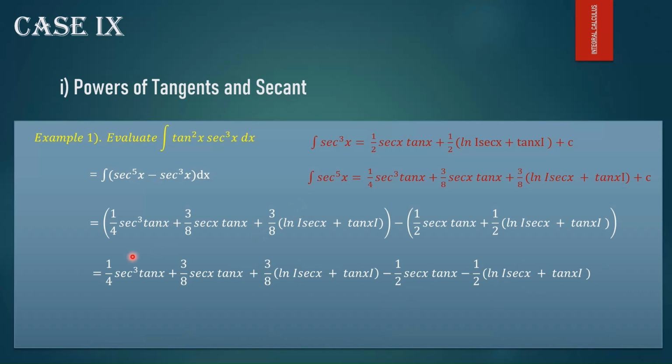And if we simplify, we get 1/4 of secant cube x tan x plus 3/8 secant x tan x plus 3/8 ln secant x plus tan x minus 1/2 secant x tan x minus 1/2 ln secant x plus tan x. Combining like terms, we get 1/4 secant cube x tan x minus 1/8 secant x tan x minus 1/8 ln secant x plus tan x plus c.